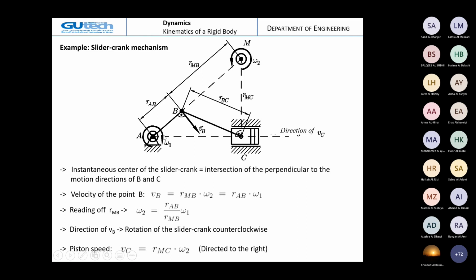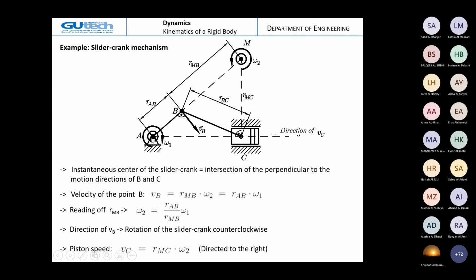the direction of omega 1. Now we have RAB, then the perpendicular to the two vectors will give the direction of VB. And VB is only perpendicular to the position vector RAB, as well as perpendicular to omega 1. Now we have the direction of VB, and if we know omega 1, then we can get the magnitude of VB.